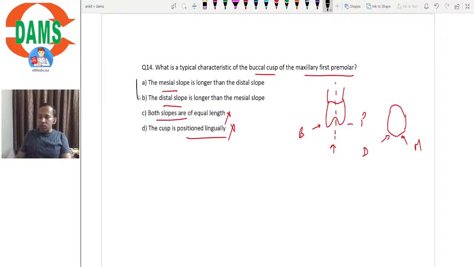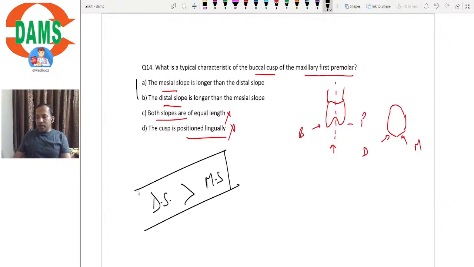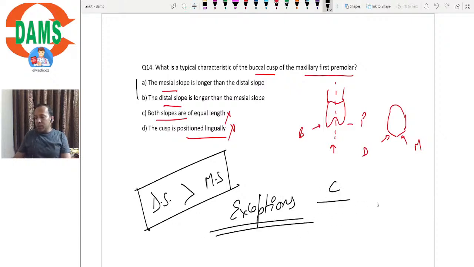Now the general rule says that the distal slope is always longer than the mesial slope, but then there are just two exceptions, और ये दो exception कौन से हैं? The two exceptions are upper C and upper 4. Clear? So in the upper C and upper 4, what happens is the distal slope is shorter as compared to the mesial slope. So option A is the correct answer. That is, the mesial slope is longer than the distal slope. Clear hai?